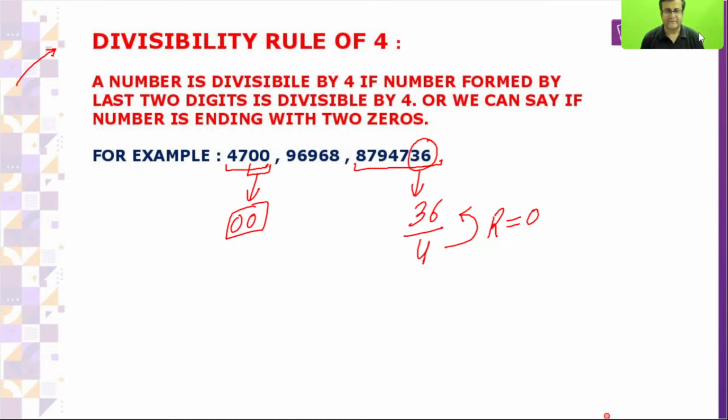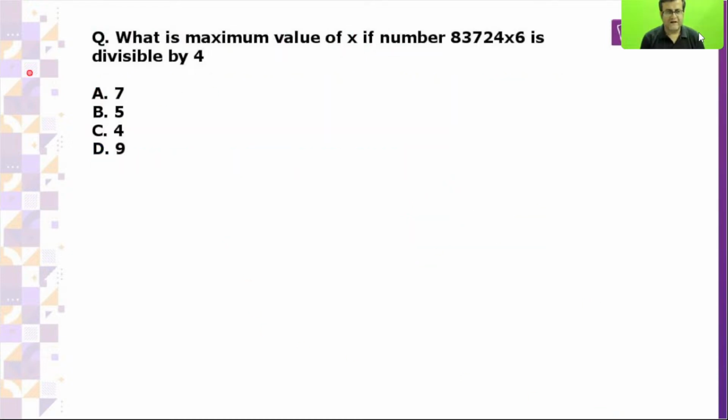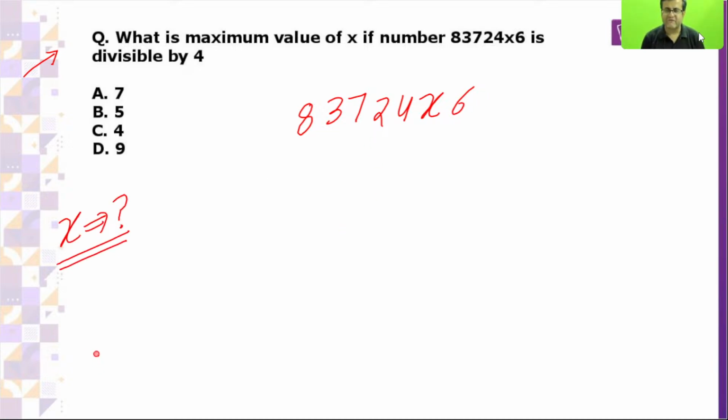Let's continue with the same. Just take an example. What will be the maximum value of x if the number 83724x6 is exactly divisible by 4? Tell me first. Here it is possible x can be 1, 16 will be there, the number is divisible. x can be 3, 36 is divisible by 4. x can be 5, 56 is divisible by 4. x can be 7, 76 is divisible by 4.